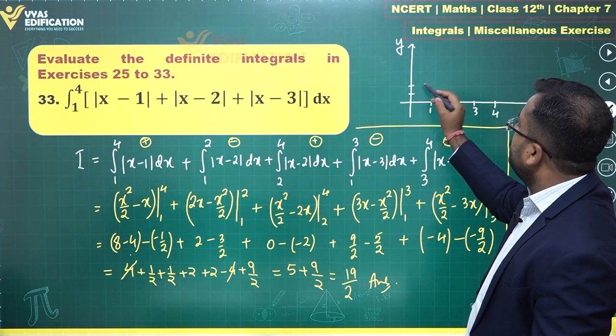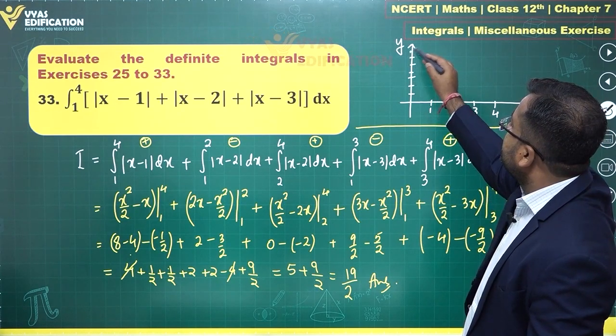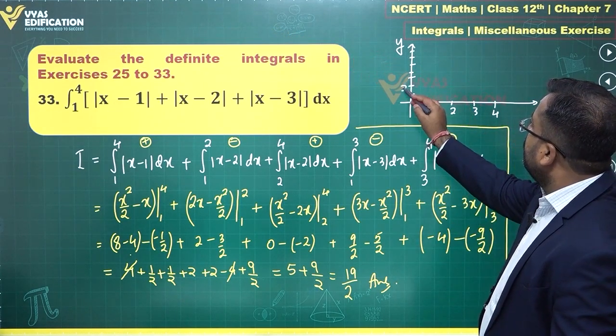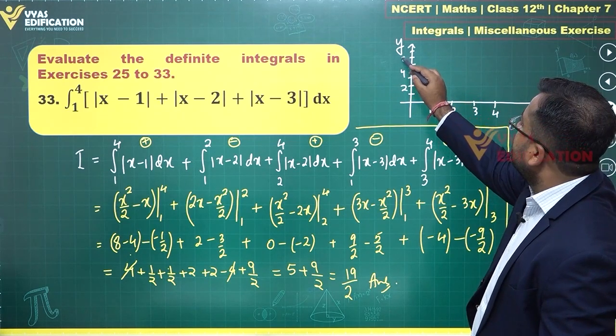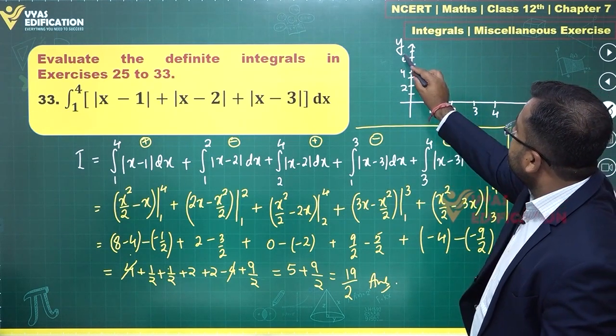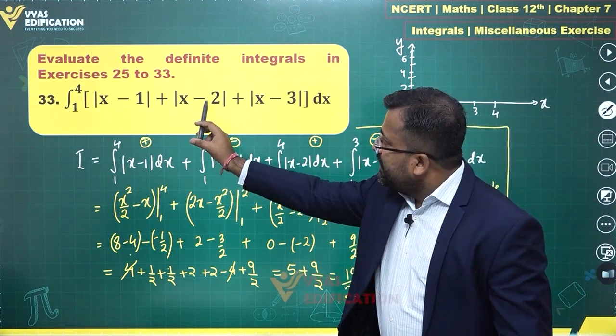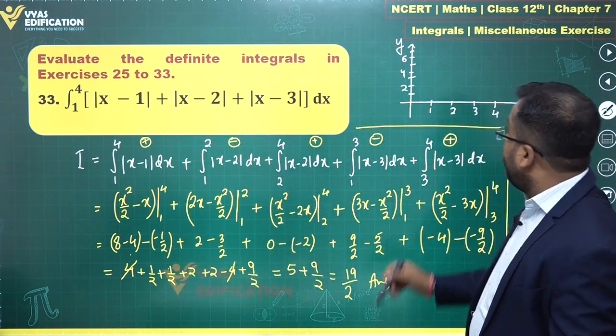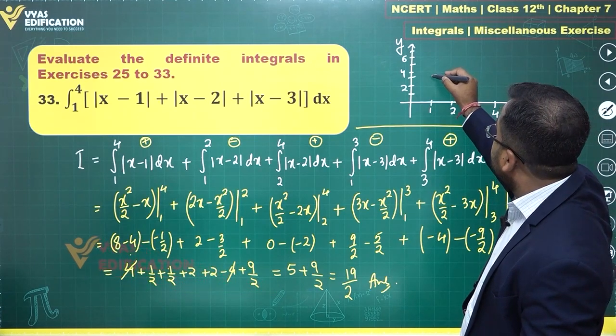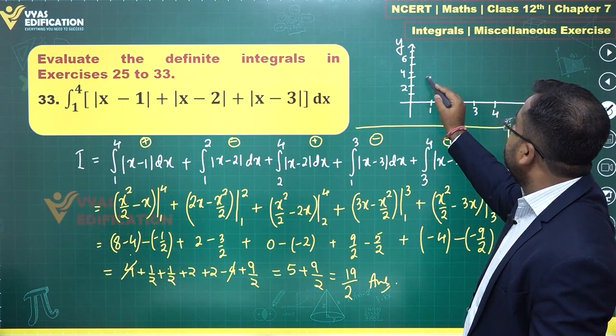This is called 1, 2, 3, 4, 5, 6, 7. Maybe let's mark this 2, 4, 6 over here. On the y-axis, let's mark these points. For 1, this function becomes 0 plus 1 plus 2. For 1, the value is 3. 1 plus 2 is 3. This is 3, right? This point is 3.